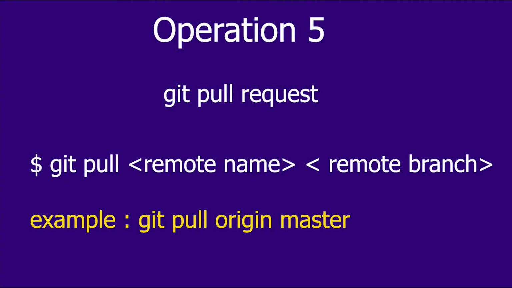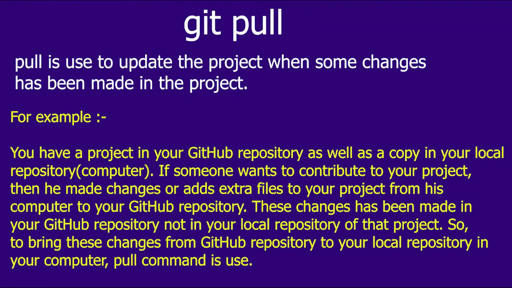Now we are going to discuss the pull command, which is generally used among groups of developers. To discuss this, we need to take an example. Suppose you have a project in your GitHub repository as well as a copy of that project in your local repository, that is on your computer. Now if someone wants to contribute to your project, then he can make some changes to your existing project or add some extra features to your project from his computer.